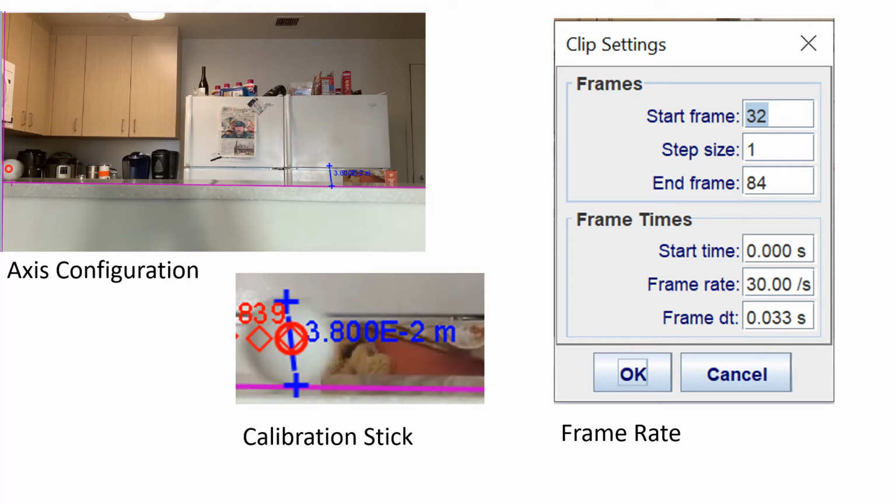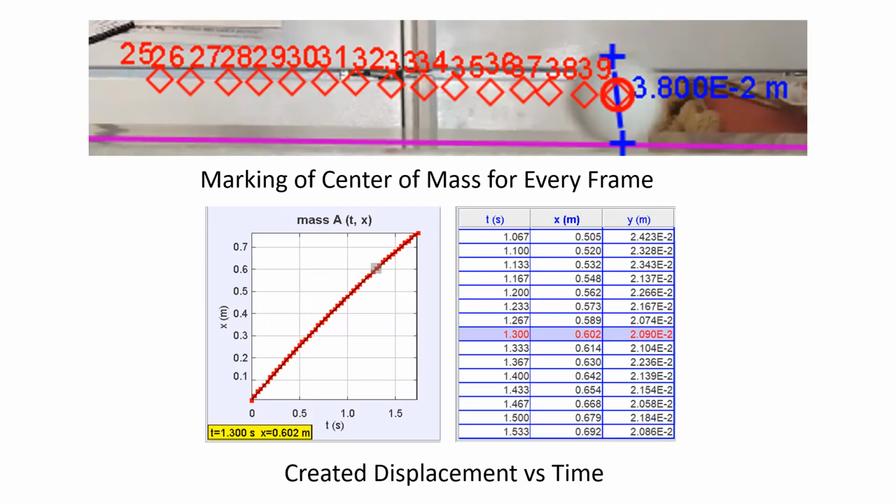The calibration stick was used to measure the diameter of the ping pong ball, which was a known measurement of 38 millimeters. The motion of the ball was recorded in every video frame through the placement of markers on the center of mass of the ping pong ball. This allowed for the production of a displacement versus time graph.